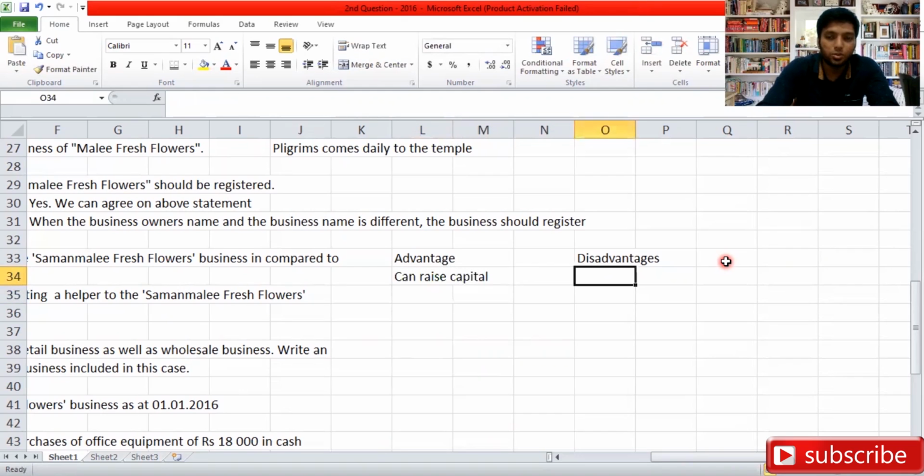What might be the disadvantages? You can't take decisions soon. It's very slow. You need to agree with another partner to take a decision. And also, without his approval, you can't close the business as you want, because the other partner also should approve. So most of the time, you need to remember one thing: decision making becomes slow. You can't take decisions soon. Then we are done with the advantages and disadvantages.